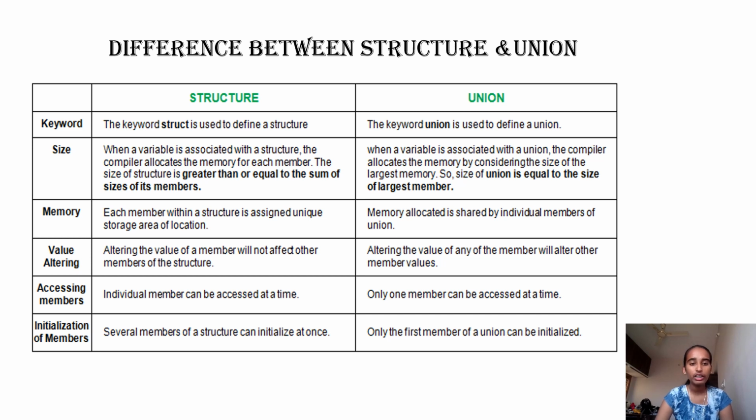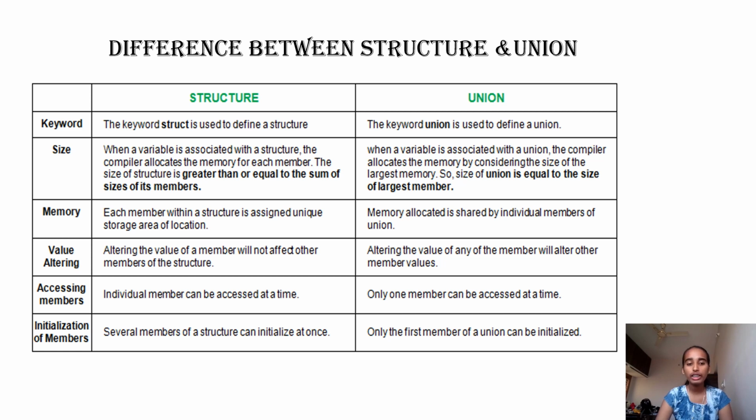In structure, the keyword struct is used to define a structure. In union, the keyword union is used to define a union. When a variable is associated with a structure, the compiler allocates the memory for each member. The size of the structure is greater than or equal to the sum of the sizes of its members. In union, when a variable is associated with the union, the compiler allocates the memory by considering the size of the largest member. So, the size of a union is equal to the size of the largest member.